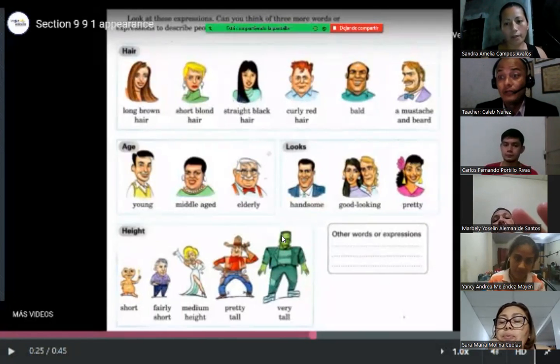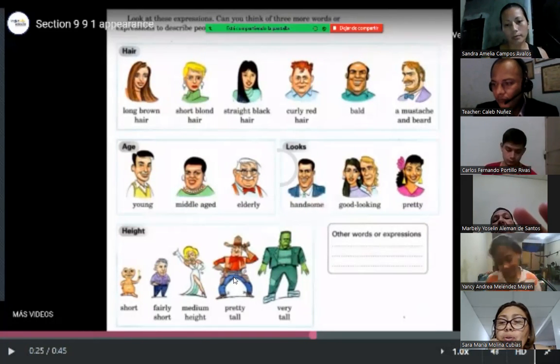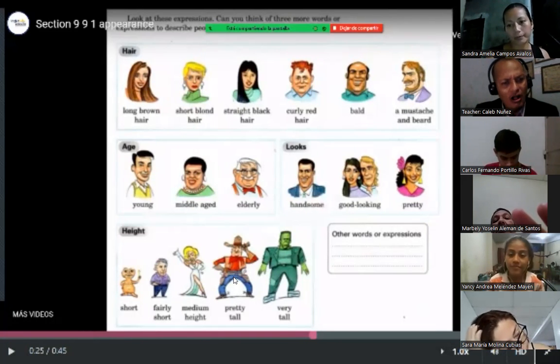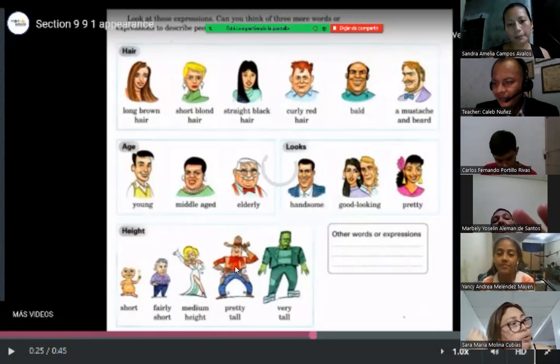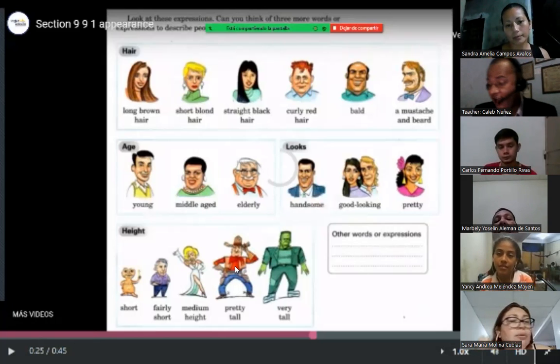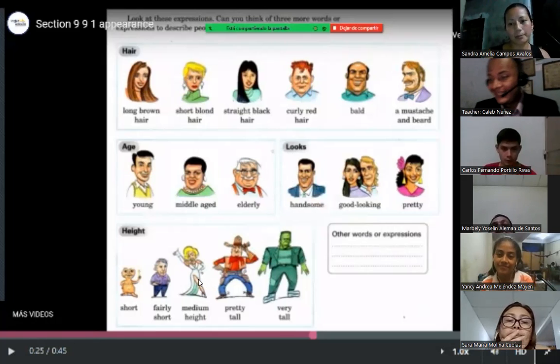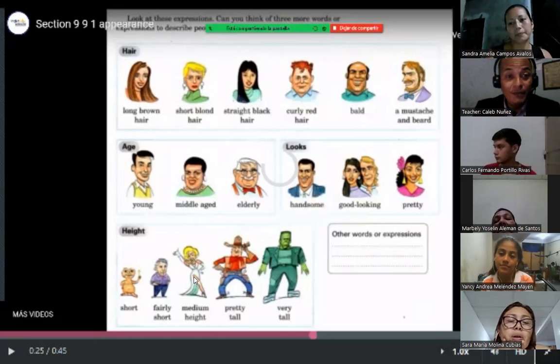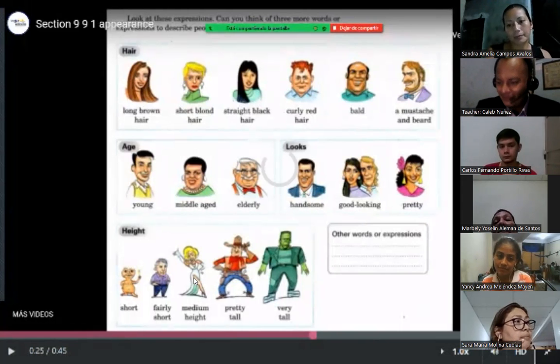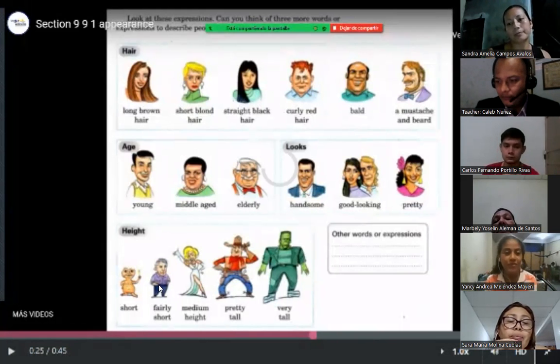Very tall. He is very tall. Pretty tall. He is pretty tall. Medium height. She's medium height. Correct. He is fairly short.